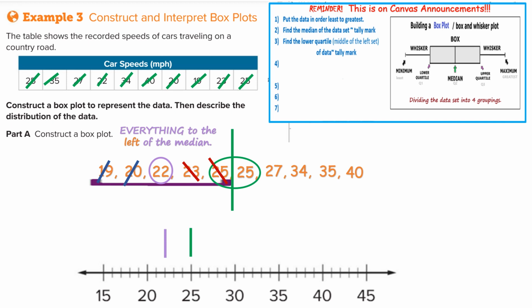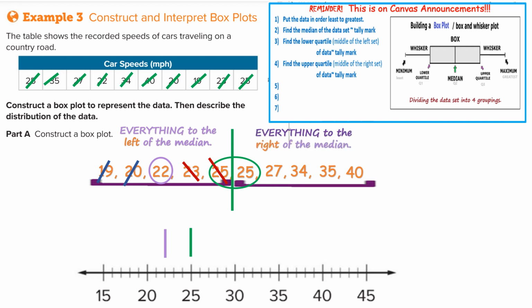So now I make my tally mark, as step 3 says, where the 22 would be on my number line. Now, step 4, I'm going to do the same thing for my upper quartile, and that's everything to the right. And once again, from the line to the right, I have to include that right-hand side 25. So I cross those off, and once again, since it's an odd number, I'm just given my upper quartile, and it's 34. So as step 4 tells me, I make a tally mark.